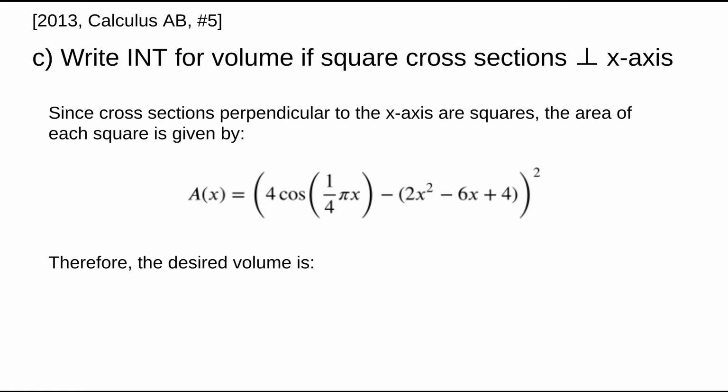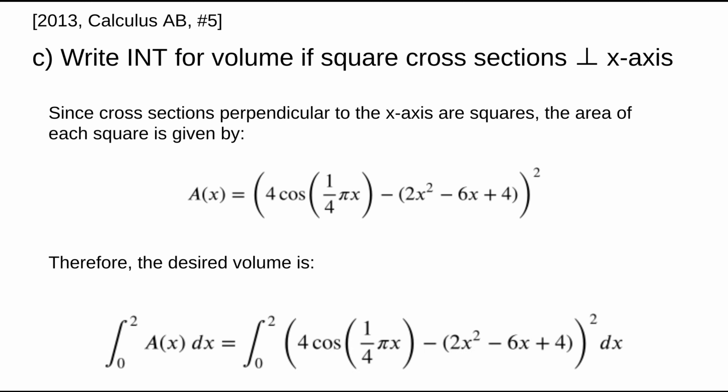So the desired volume would be found using the integral from 0 to 2 of A of x dx, which is the integral from 0 to 2 of 4 cosine pi fourths x minus 2x squared minus 6x plus 4, squared, dx. And again, we're not supposed to evaluate this. We just need to write it. And this would be more than acceptable as a written integral for a question like this.